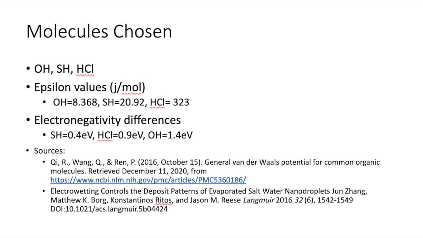We chose OH, which has an electronegativity difference of 1.4 and an epsilon value of 8.368, SH, which has an electronegativity difference of 0.4 and an epsilon value of 20.92, and HCl, which has an electronegativity difference of 0.9 and an epsilon value of 323. We also changed the mass in the code according to the molecular weight of each of the molecules.